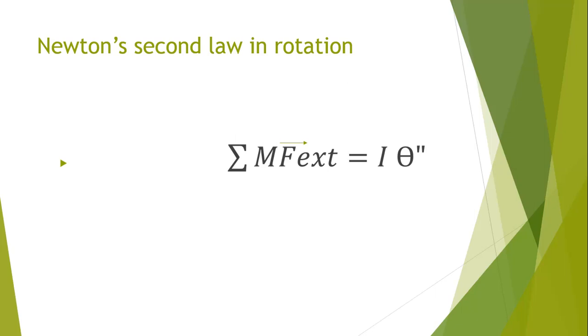Now, how do we apply Newton's second law in rotation? By definition, Newton's second law in rotation states that the sum of moments of external forces equals I times theta double prime. If we have a solid that is not in rotational equilibrium, the sum of the moments of external forces does not equal 0, so it is equal to a certain quantity. By definition, this quantity is equal to I, the moment of inertia of the solid, times its angular acceleration theta double prime.